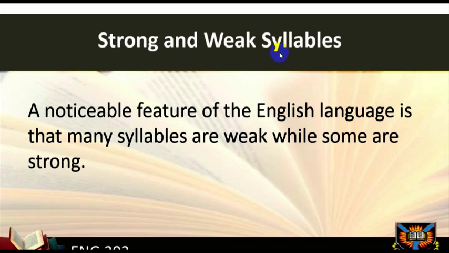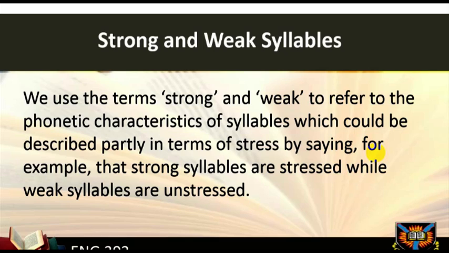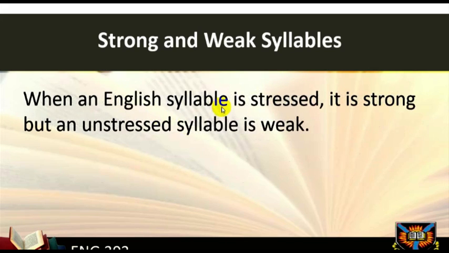Strong and weak syllables. We use the terms strong and weak to refer to the phonetic characteristics of syllables, which could be described partly in terms of stress by saying, for example, that strong syllables are stressed while weak syllables are unstressed. When an English syllable is stressed, it is strong, but an unstressed syllable is weak.